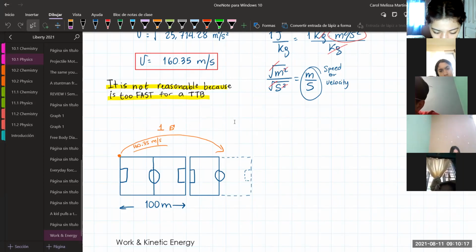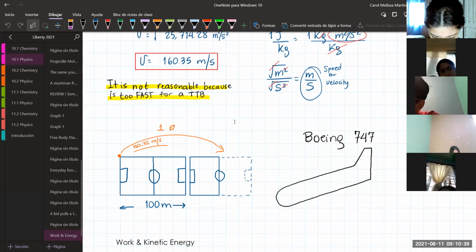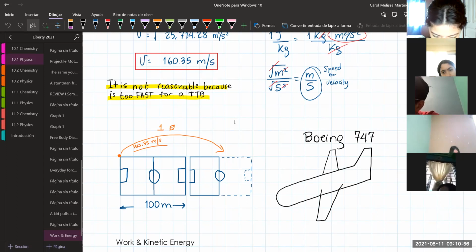And to give you even more context. Do you know what the Boeing 747 is? An airplane? Yes, it is an airplane. But not just a random airplane. Okay? It is the fastest airplane. Now, do you know at what speed the Boeing 747 travels? Do you know how fast? Do you have any idea? 900 kilometers per hour? Yes, more or less. I'm not sure.